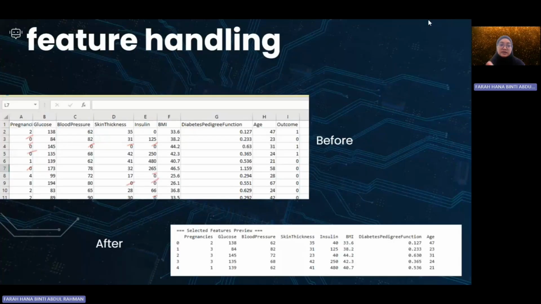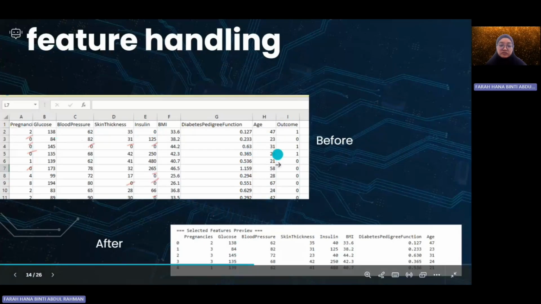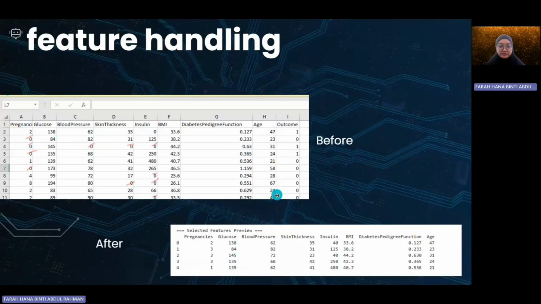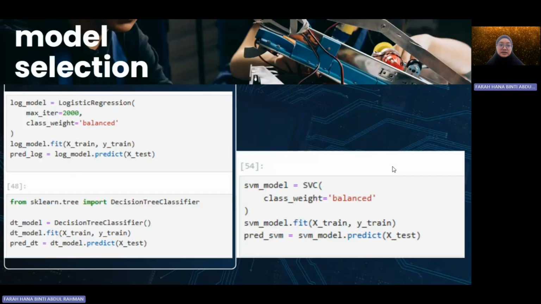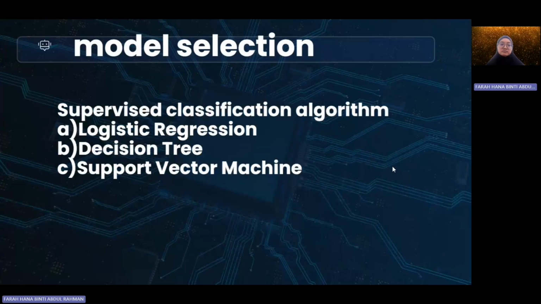So this is before data cleaning. As you can see, there are some 0 values, and then after data cleaning, we replace these 0 values with the median value. For part 3, which is model development, for the model selection, our system consists of three supervised classification algorithms, which are logistic regression, decision tree, and support vector machine.